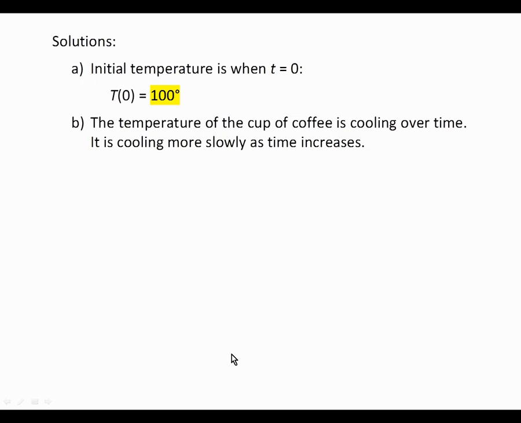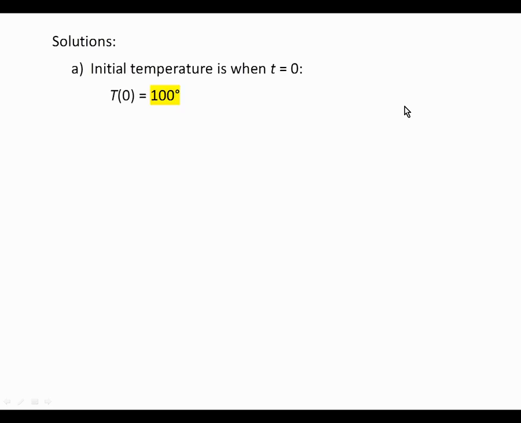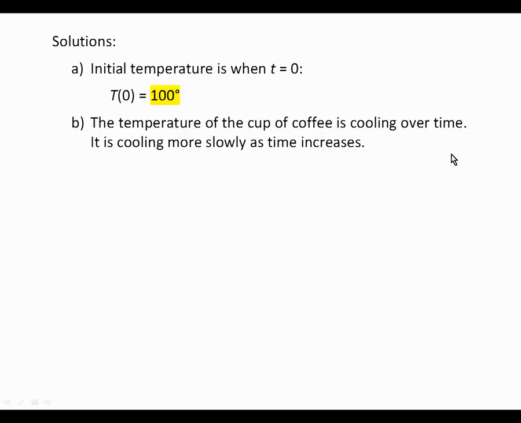Question B. We're supposed to describe in words what is happening to the temperature of the cup of coffee over time. It's decreasing. Okay, notice over time it's decreasing. Here it decreased by 10 degrees, then it decreased only by 6, but notice the rate of decrease is slowing down. So it appears to be leveling off to a temperature of around 76, maybe even 75 degrees. So what is happening to the temperature of the cup of coffee? It's decreasing, but at a slower rate over time.